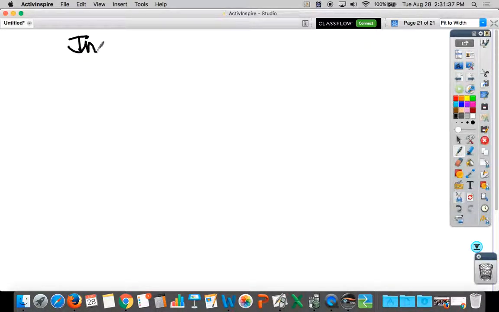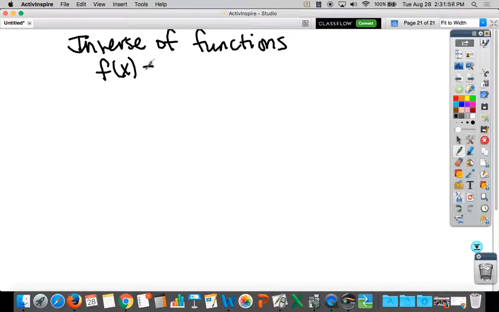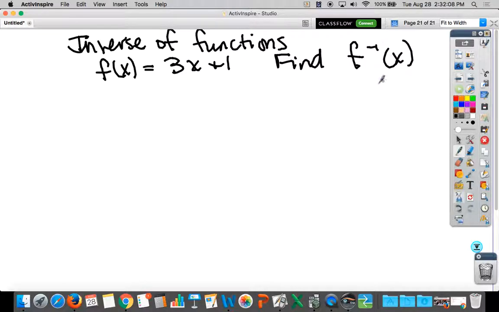Okay, so now the last thing we're gonna talk about is inverse of functions. If I gave you f of x equals 3x plus 1, I'm going to ask you to find the inverse. It's often noted as f raised to the negative 1 of x. Does anybody remember how to find the inverse of a function?